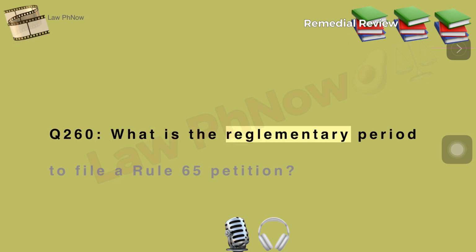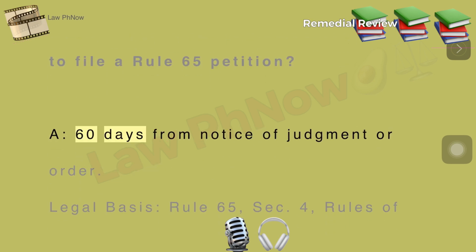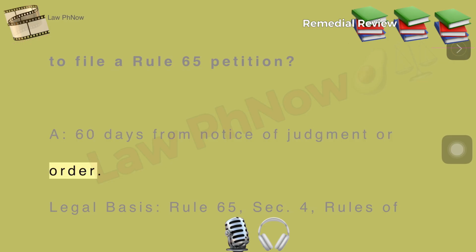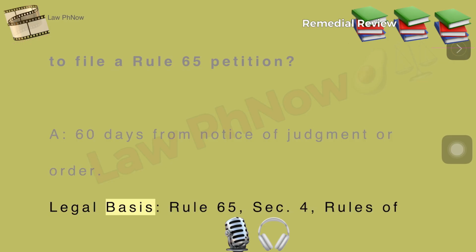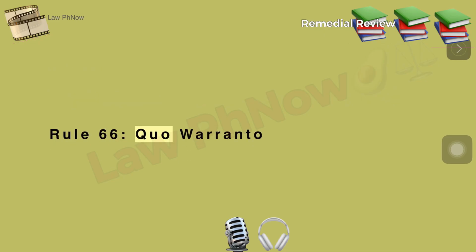Q260. What is the reglementary period to file a Rule 65 petition? A. 60 days from notice of judgment or order. Legal basis: Rule 65, Section 4, Rules of Court, as amended. Rule 66, Quo Warranto.